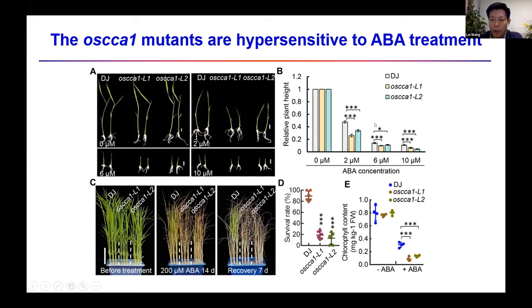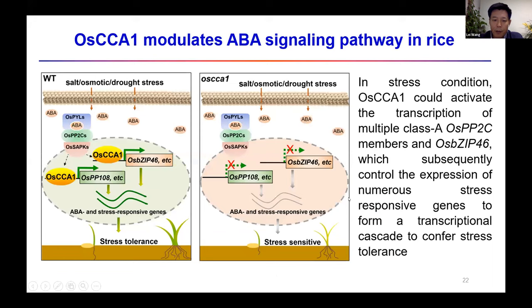So we have a brief conclusion. OsCCA1 mainly functions as a circadian clock component, as a hub to promote OsbZIP46 and OsPP10A. In addition, OsbZIP46 is also a transcription factor. It will affect other genes' expression, thus forming a transcription cascade.